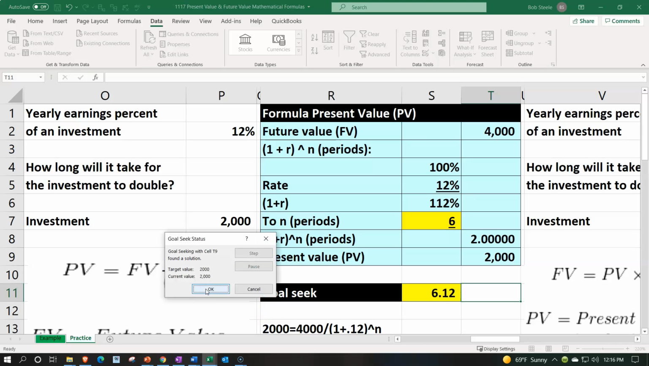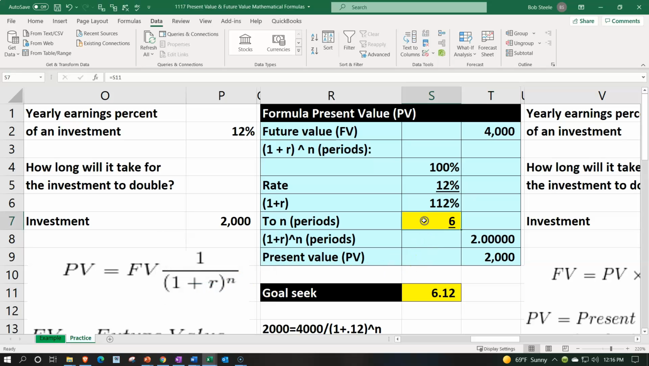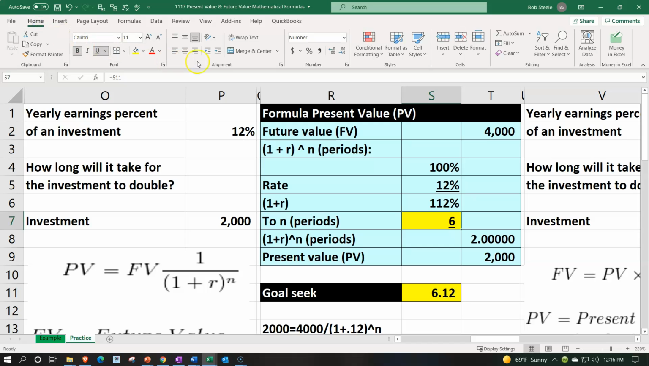And so there it gives us that 6.12. 6.12, and we're going to say OK. Let's add a couple decimals up top, making that a bit more exact here. Add a couple decimals, and there we have it.